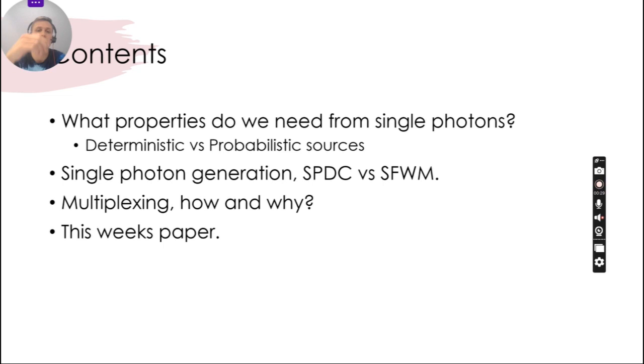So, the structure of today is going to be a little recap of a lot of the stuff we did last session. So, what properties we want from single photons, the difference between a deterministic and probabilistic source, a little bit about SPDC and four-wave mixing, a little bit about multiplexing, and I'll want to go into the problems that maybe we would find from last week's paper. And finally, we'll go through this week's paper and go through the main points that they're trying to convey.